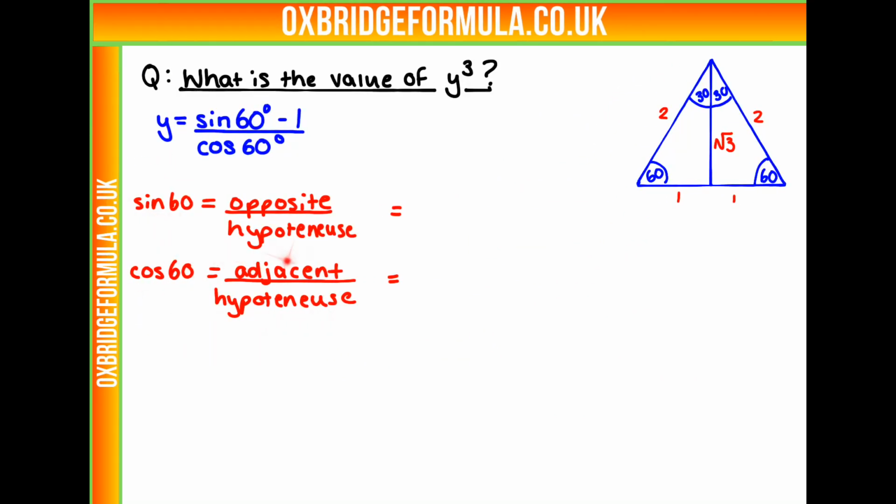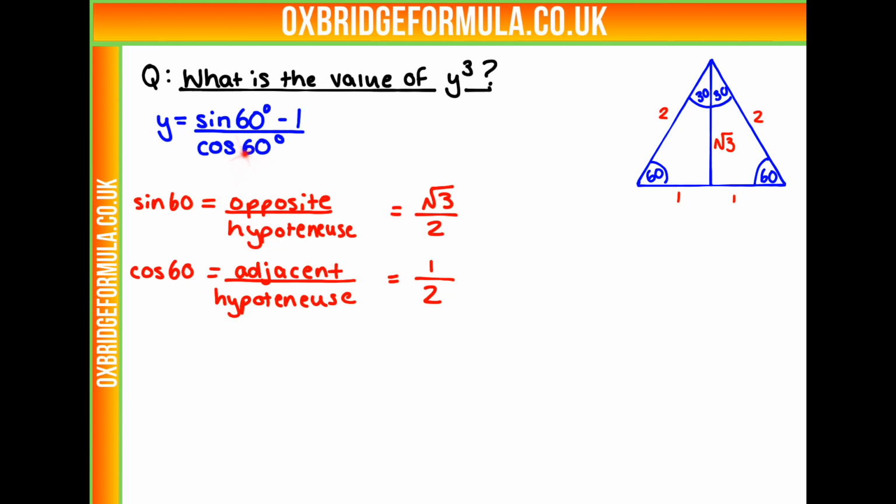So the sin of 60 is the opposite over the hypotenuse. If we find our angle 60, we have the opposite, which is root 3, over our hypotenuse, which is 2. It's going to be root 3 over 2. And for our cos, we have the adjacent over the hypotenuse, so we're going to have 1 over 2. So those are our two values.